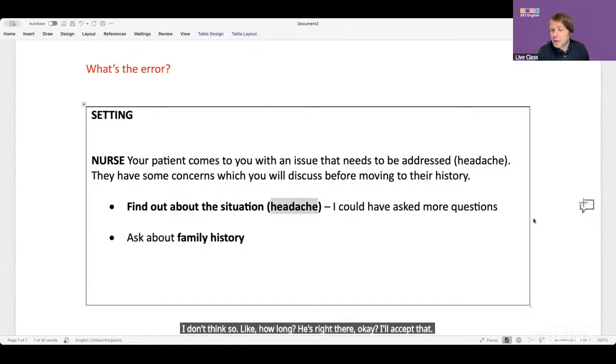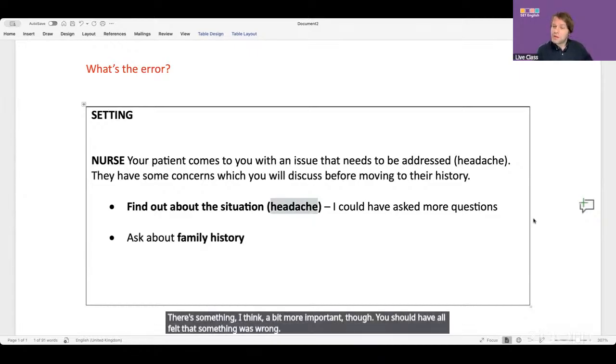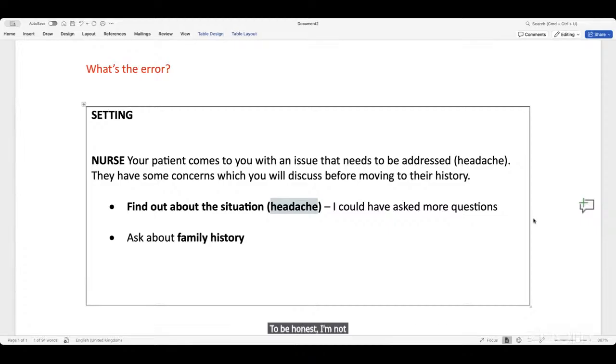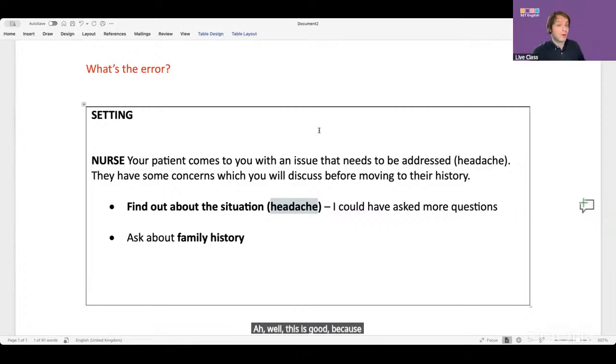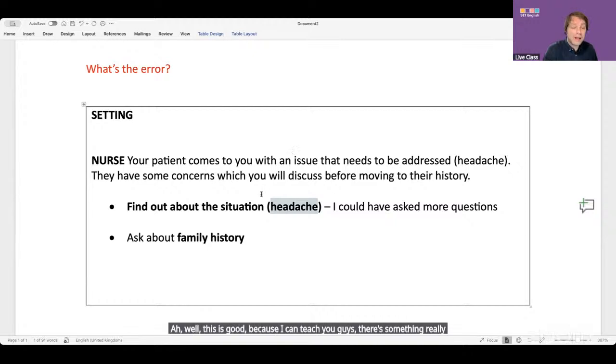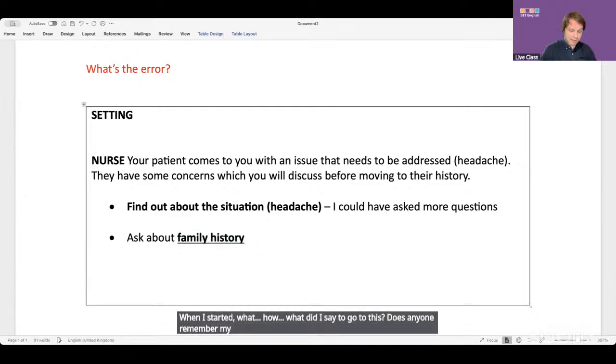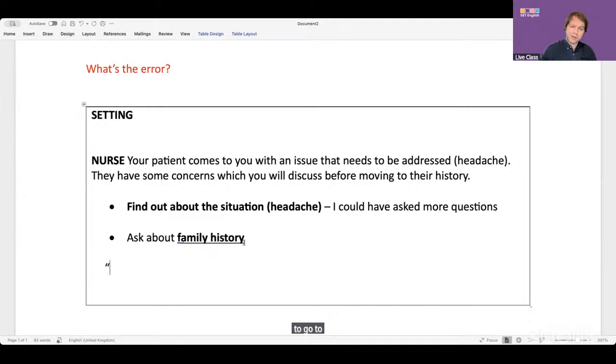There's something I think a bit more important though. You should have all felt that something was wrong. So Naresh has given me his idea. Let me have Ruchi. Didn't something feel wrong there? To be honest, I'm not sure about this. Well, this is good because I can teach you guys. There's something really clearly wrong here. When I started, what did I say to go to the family history? Does anyone remember my question? Did anyone remember what I said?